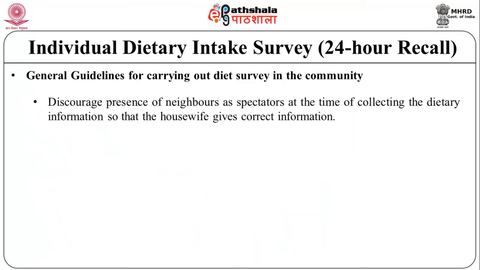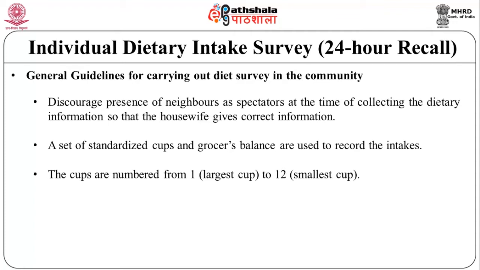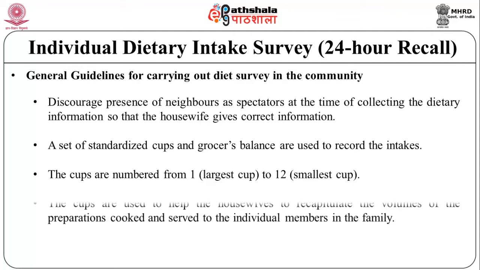There is a need to discourage the presence of neighbors as spectators at the time of collecting the dietary information so that the housewife gives correct information. A set of standardized cups and a grocer's balance are used to record the intake. The cups are numbered from serial number 1, the largest size cup, to 12, the smallest size cup. The cups help the housewives recapitulate the volume of the preparations cooked and served to each member in the family.